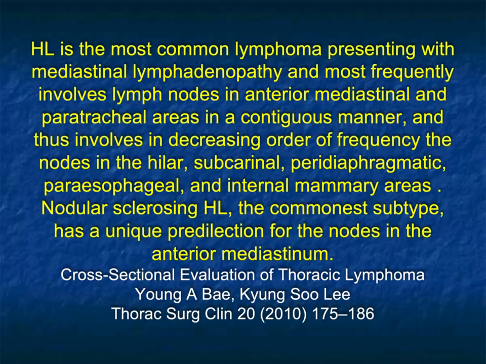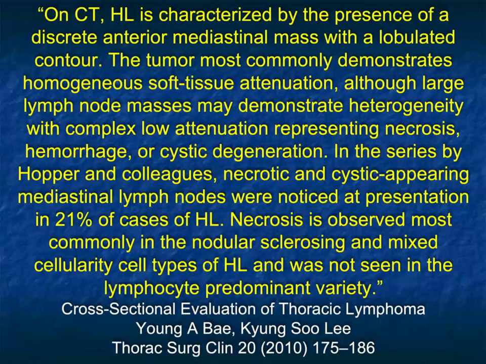And we talk about Hodgkin's disease, the most common lymphoma with mediastinal lymphadenopathy, and most frequently involving nodes in the anterior mediastinum and paratracheal regions. And then again, with lymphoma, the nodes tend to extend down and not typically skip specific areas. We talk about the nodes being soft tissue attenuation. They may have some slight enhancement. Occasionally, they can have cystic changes.